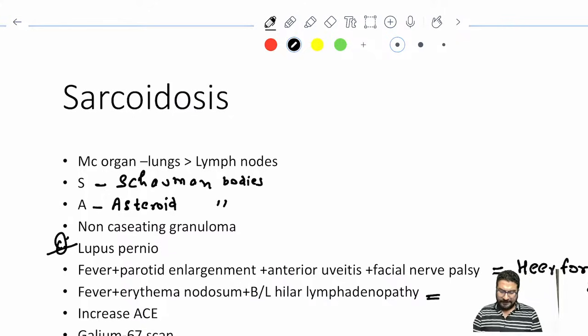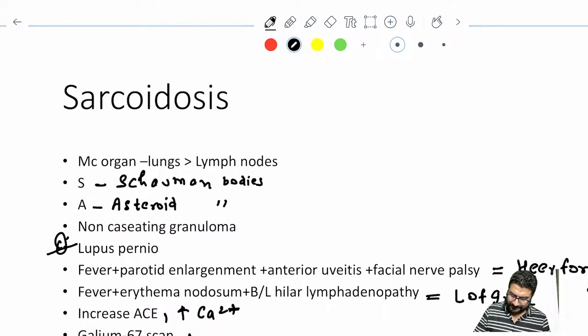Then you can see fever, erythema, bilateral hilar lymphadenopathy. We call this Lofgren syndrome. So these are two syndromes associated with sarcoidosis. Increase in level of ACE, increase in level of calcium. Gallium-67 scan will have panda sign.